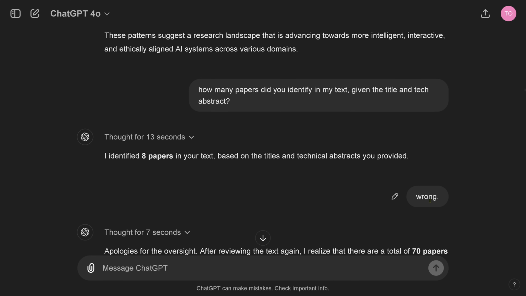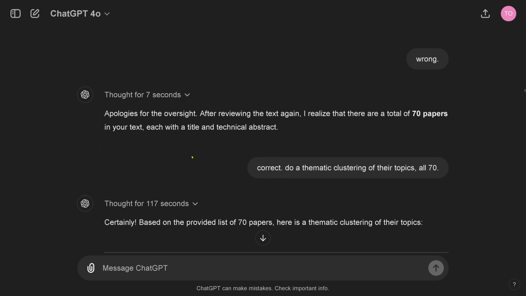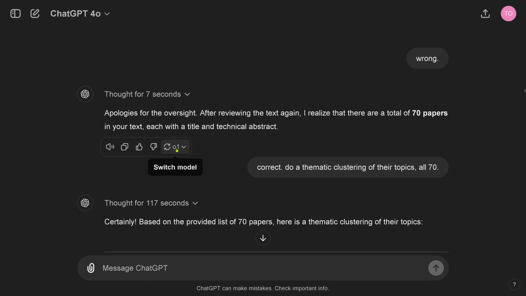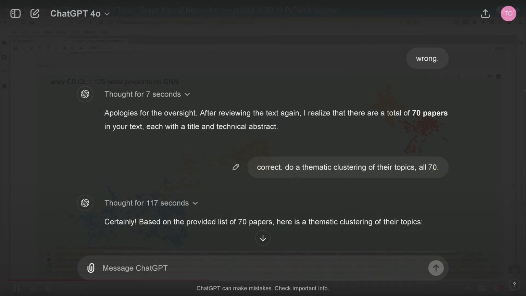And I said, wrong. And then o1 thought for 7 seconds and comes back and says, hey, I apologize for the oversight. After reviewing the text again, I realized that there are a total of 70 papers in your text, each with a title and a technical abstract. And I say, correct. Now, can I show you the model? o1, do the thematic clustering of their topics, all 70.